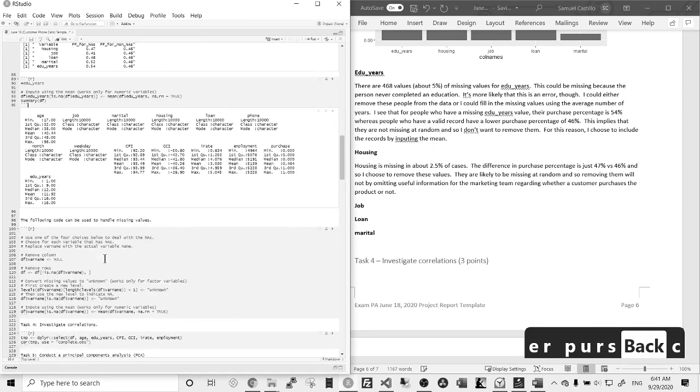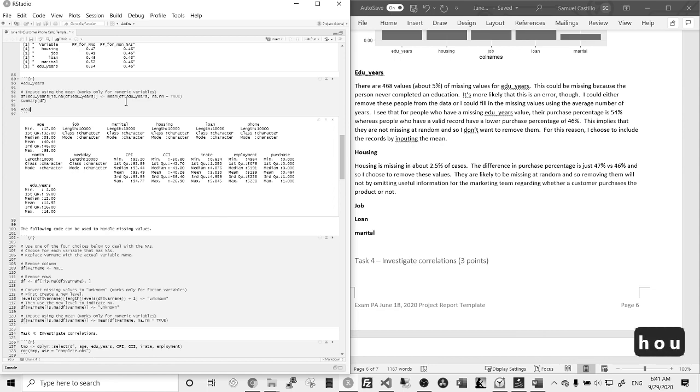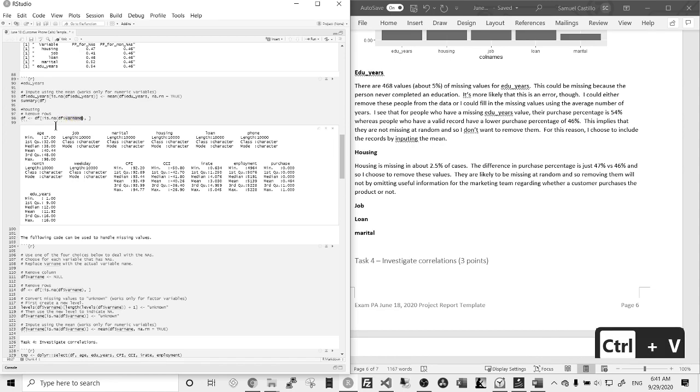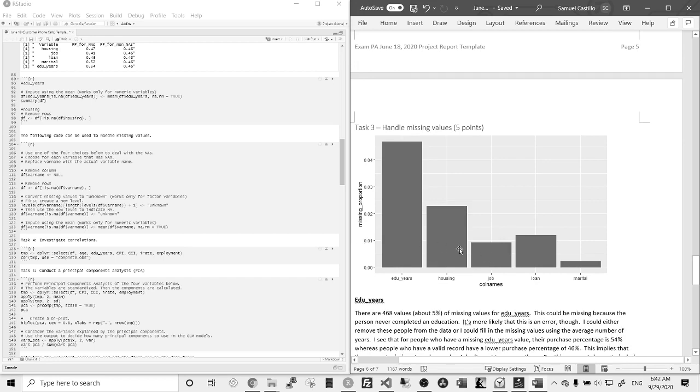So to remove values, you just go down to this code that says remove rows, and this is housing, and you just say df is equal to df where not is dot na housing. Okay. What about job? Job is missing in 1% of cases.